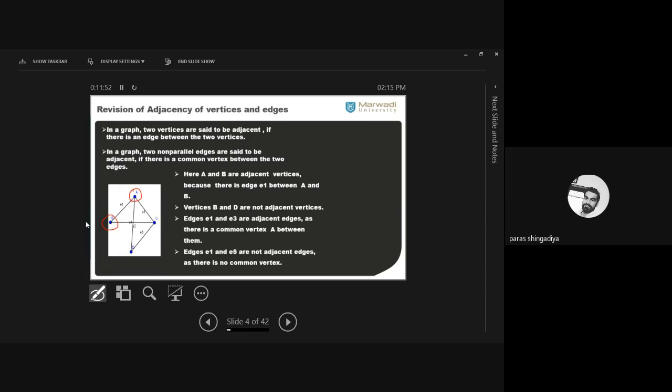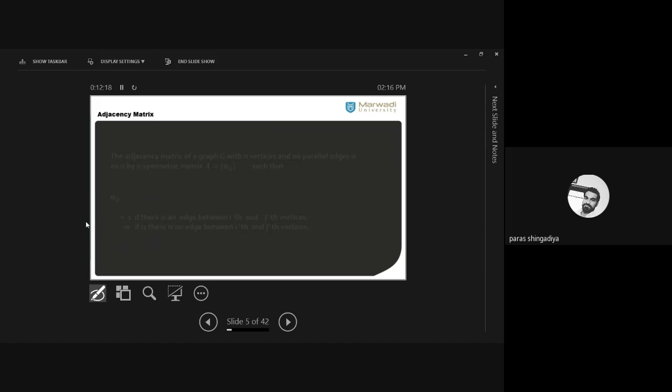Clear? Similarly, A and C are also adjacent vertices. A and D are adjacent vertices, but B and D are not adjacent vertices. Between B and D a path exists, and we can easily reach D from B, but there is no direct common edge between B and D. Therefore, B and D are not adjacent. Clear? So this is the definition of adjacent. Similarly, you can define edges, but that is not required for the definition of the adjacency concept.